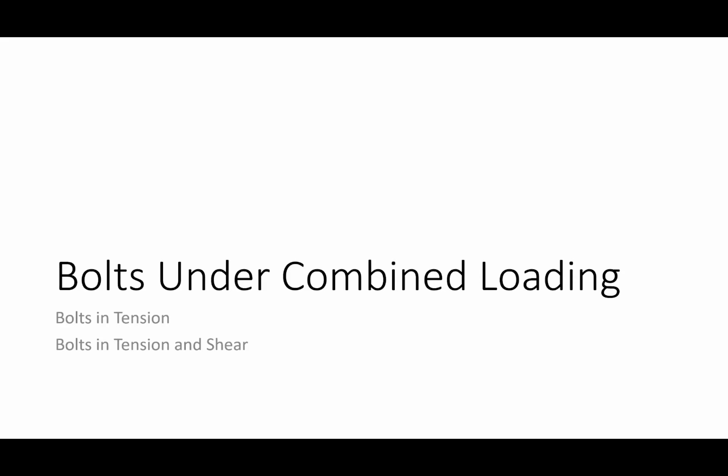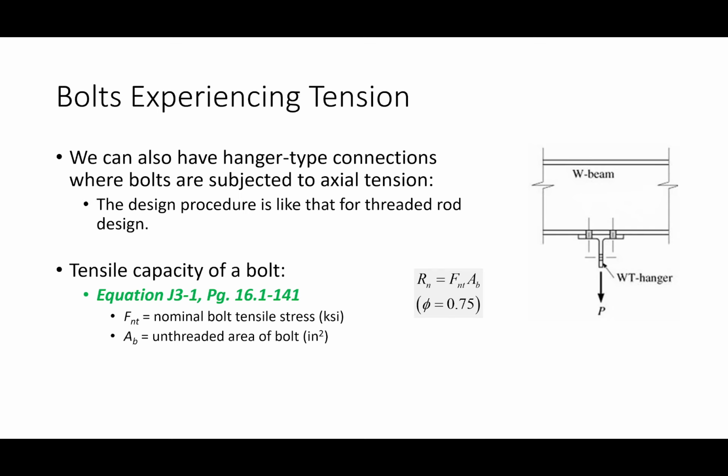Interaction of tension and shear is what would happen if both of those were happening at the same time. You might go, well, when is that going to be the case? I've got a really simple example of when it would. But let's take it one step at a time. The first thing I want to discuss is bolts experiencing tension.